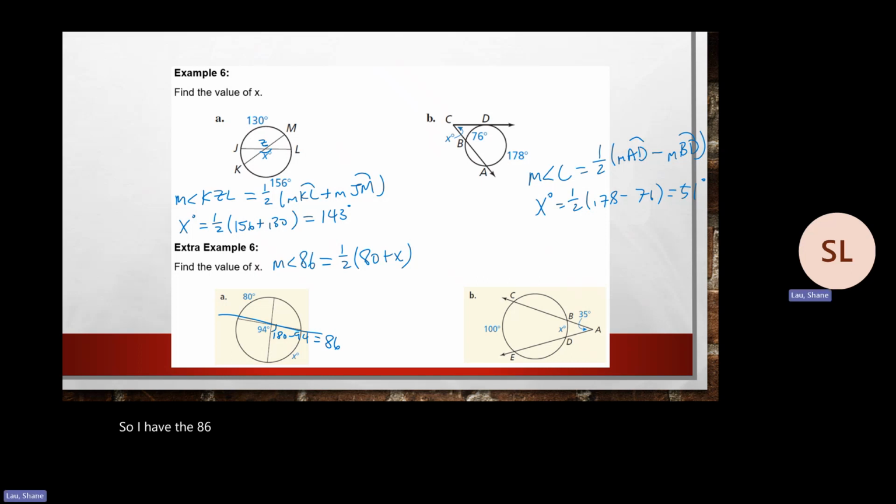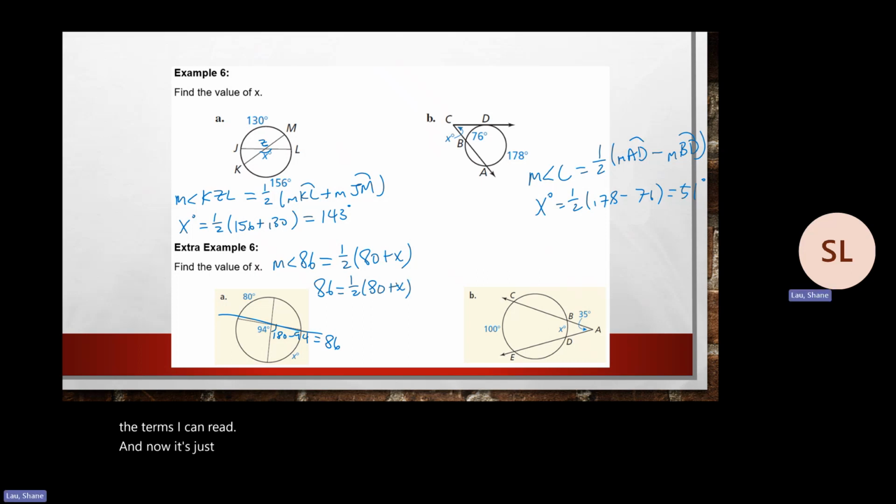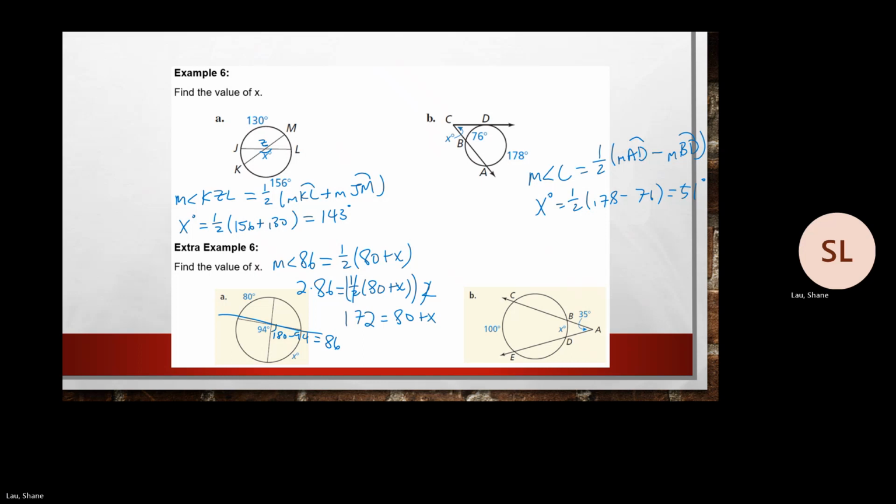I'm still trying to find my x, right? Replace everything. I'm going to put this all in terms I can read. And now it's just algebra. Here, you can multiply the 1/2 through, distribute it through. I don't recommend it. Just multiply by 2. It cancels the 1/2, puts the 2 on the other side, multiply the 2 into 86. You get 172 equals 80 plus x. Then you subtract, get x equals 92 degrees. And that is for your arc. Okay. More difficult, but once you see the trick, you probably will never forget it.